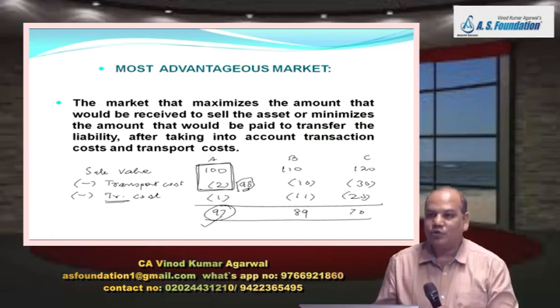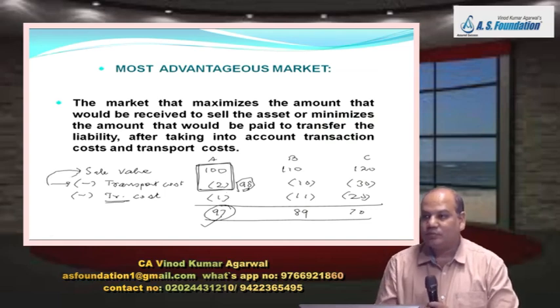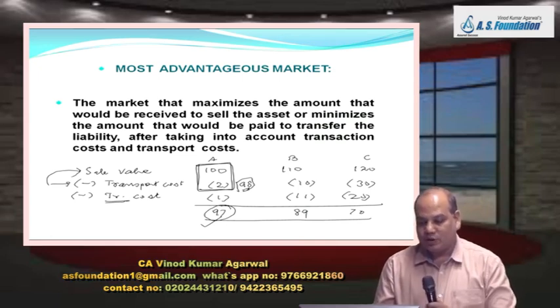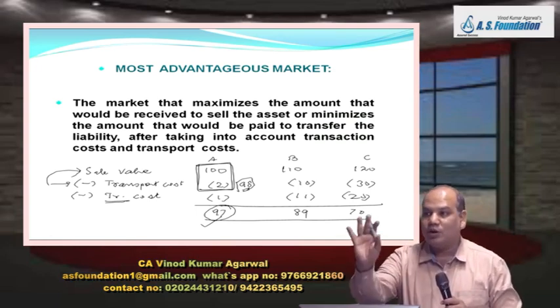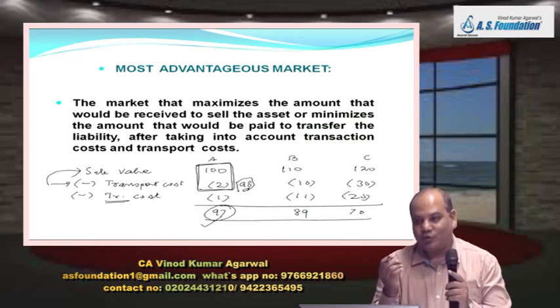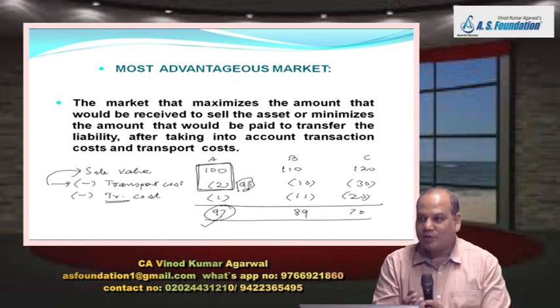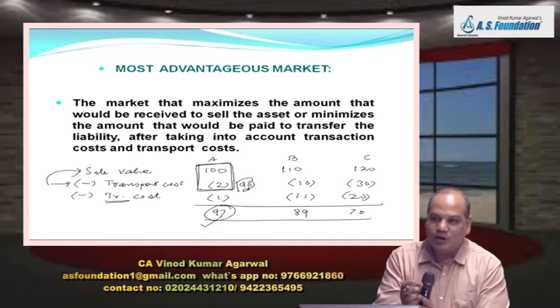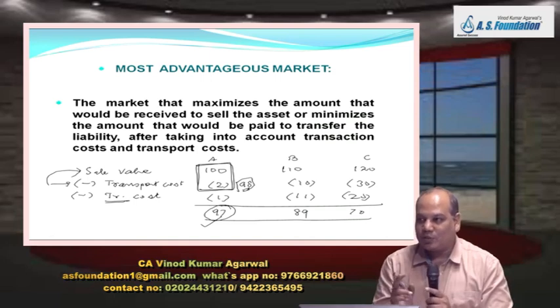Once you are able to identify the most advantageous market, then in that case you have to take sale value minus transportation cost. Transport cost is an attribute of the asset. The location of the asset influences the fair value. But brokerage does not influence the fair value. Where the asset is located will not affect the brokerage part. The broker is going to charge you brokerage. Is it right? But the location of an asset is an attribute of an asset and therefore it will be considered. Transaction cost is not an attribute of the asset. Therefore it will not be considered.